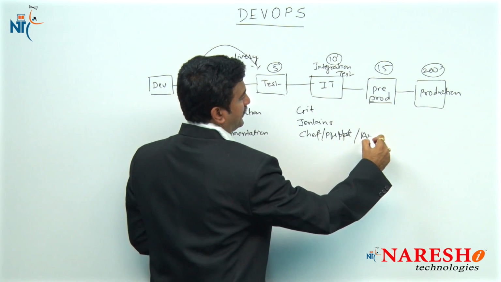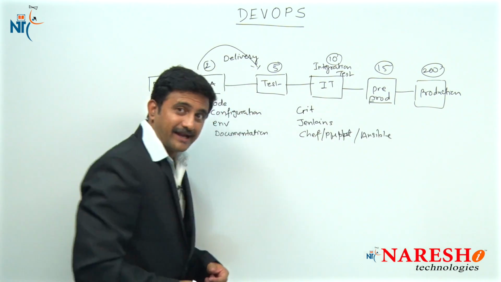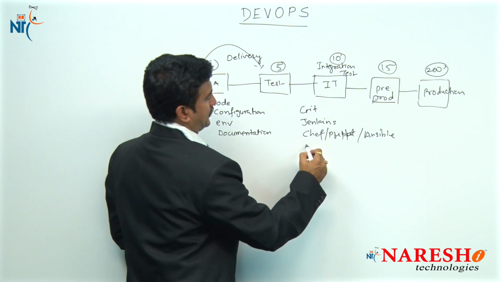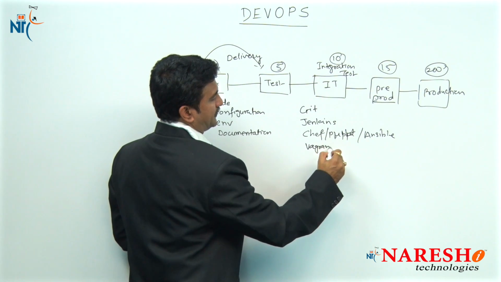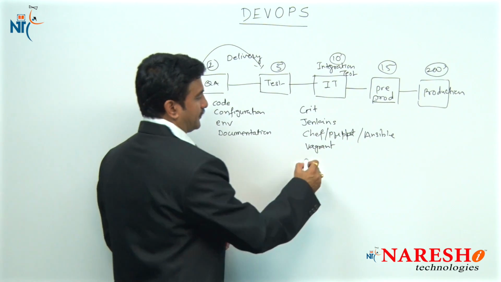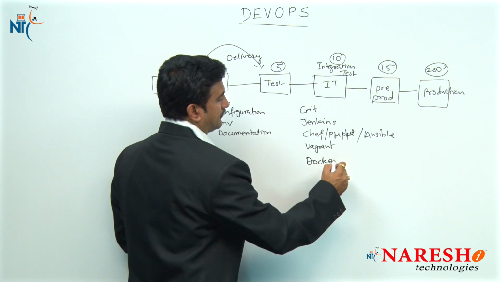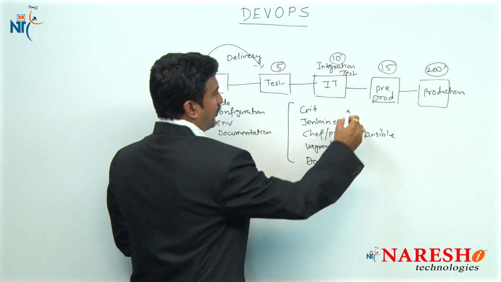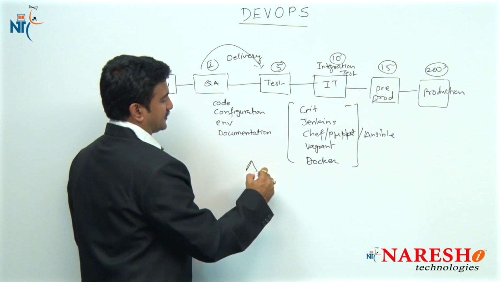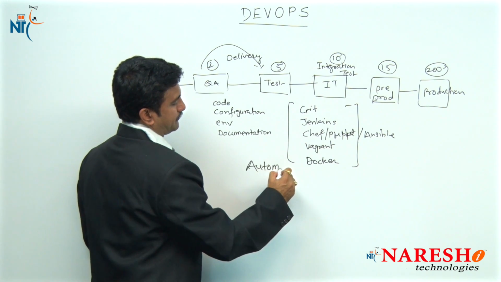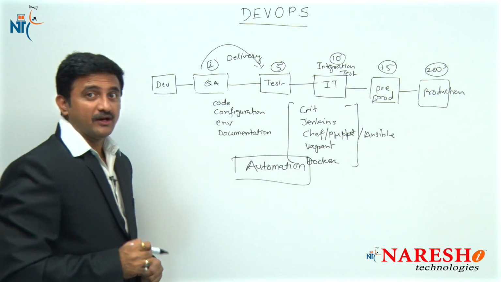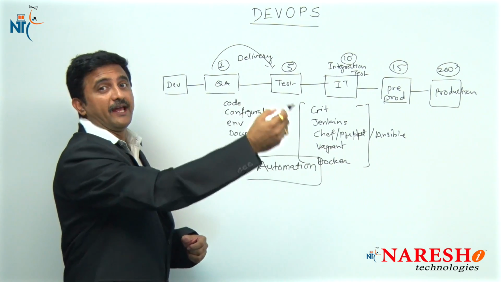Or you can say Ansible, you can go with that. And you can also talk about Vagrant, which is the quick virtualization part, and then we will also talk about thin virtualization, which is about Docker. And with the combination of all these tools, you are generating a word called automation. And you are building automation on each and every layer.